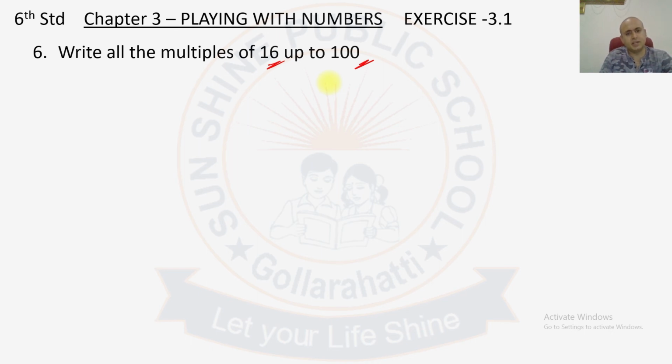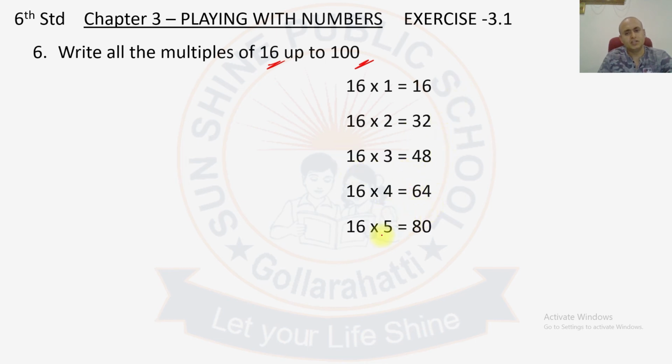So for the table of 16, you will get multiples of 16, and you have to write only up to 100. Therefore, write 16 ones are 16, 16 twos are 32, 16 threes are 48, 16 fours are 64, 16 fives are 80, 16 sixes are 96. So here 96 will go. These are the multiples of 16.